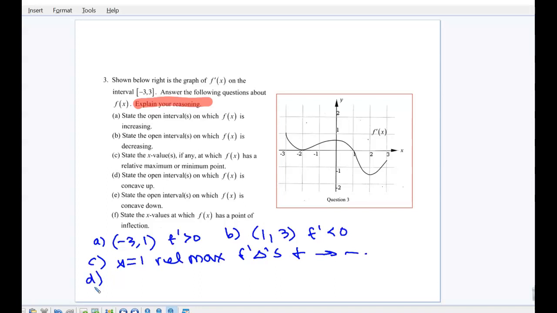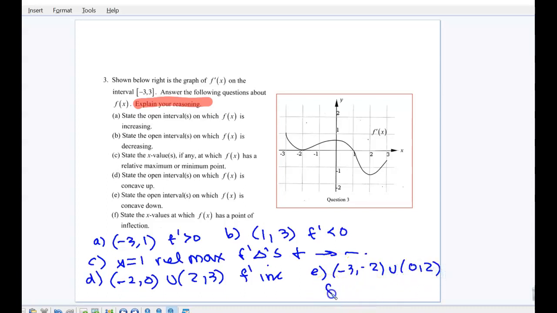Question D, you want open intervals where the function is concave up. So that's going to be where f prime is increasing, so from -2 to 0 and from 2 to 3. For E, where is the function concave down? Well, that's going to be -3 to -2, and 0 to 2, because that is where f prime is decreasing.